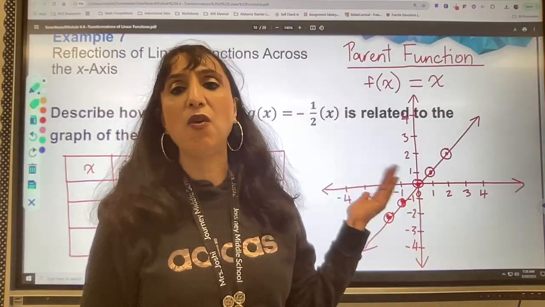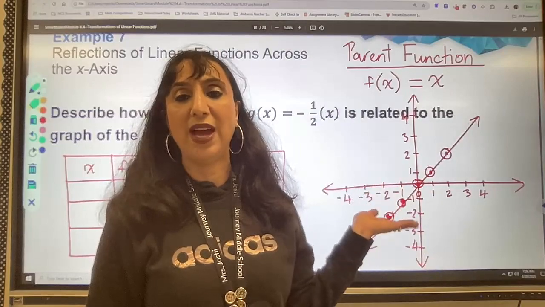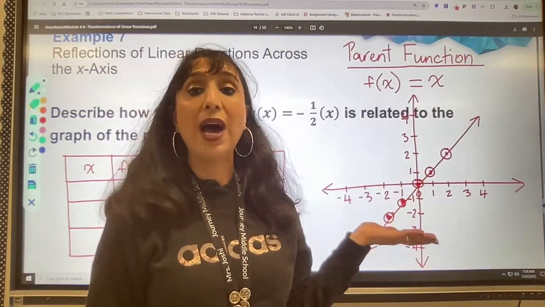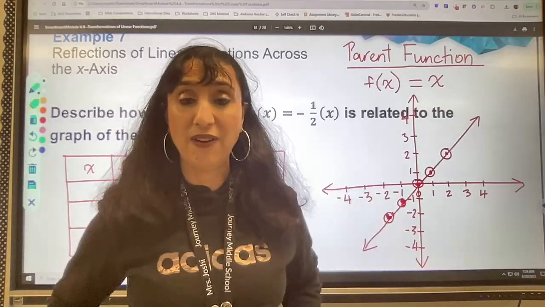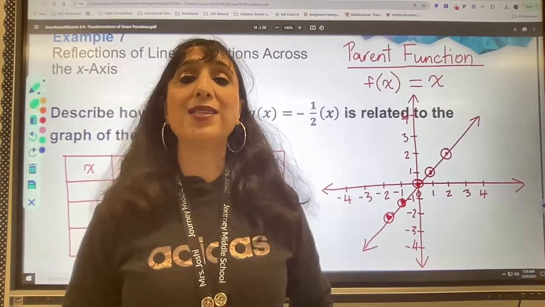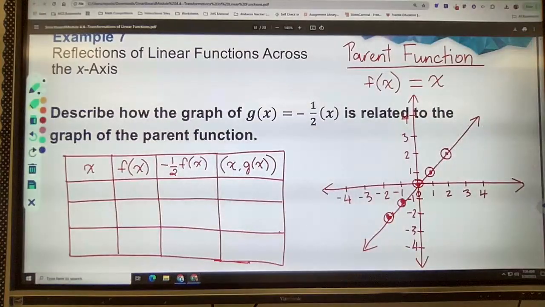If x is 0, y is 0. If x is 1, y is 1. If x is 2, y is 2. If x is negative 1, y is negative 1, and so on. So I've gone ahead and graphed that linear function. And now let's go ahead and look at the value that has been provided to us.